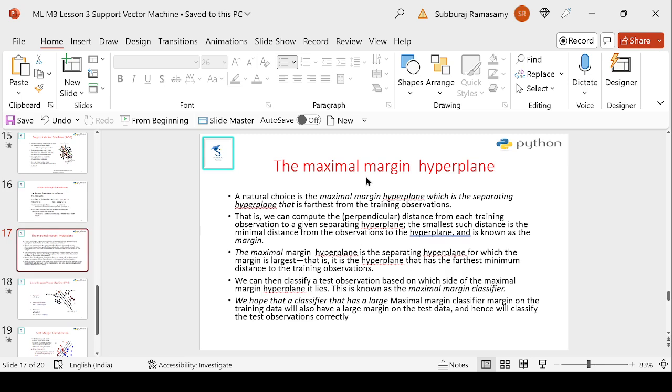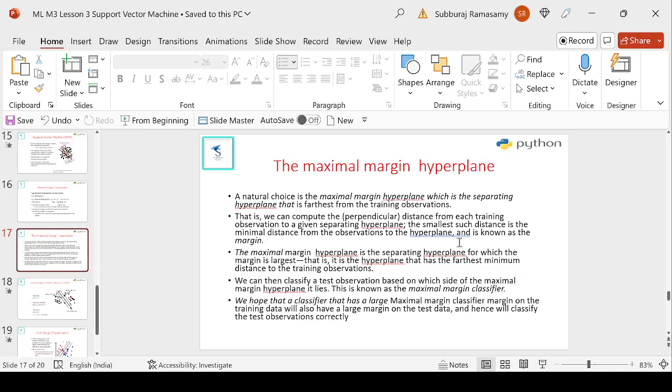The maximum margin classifier hyperplane: a natural choice is the maximum margin hyperplane, which is the separating hyperplane that is farthest from the training observations, farthest from the support vectors. We can compute the perpendicular distance from each training observation to a given separating hyperplane. The smallest such distance is the minimal distance from the observation to the hyperplane and is known as the margin.